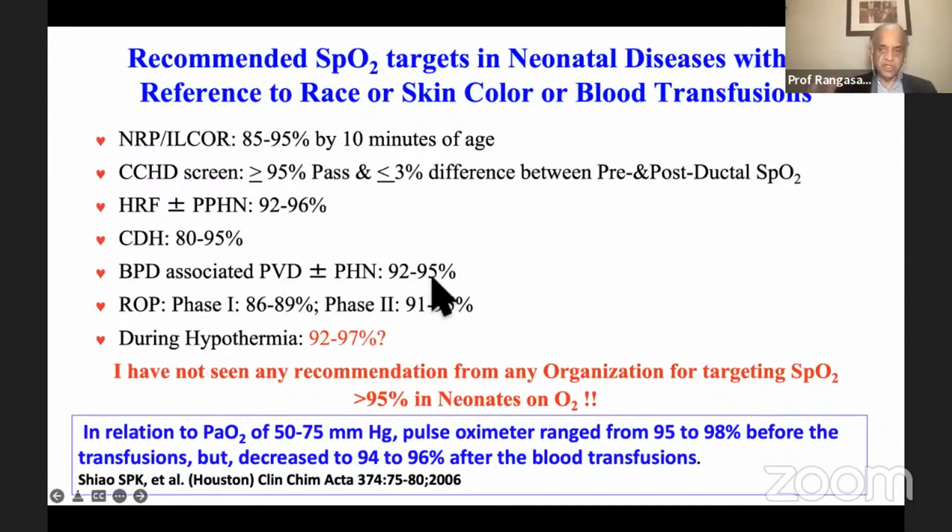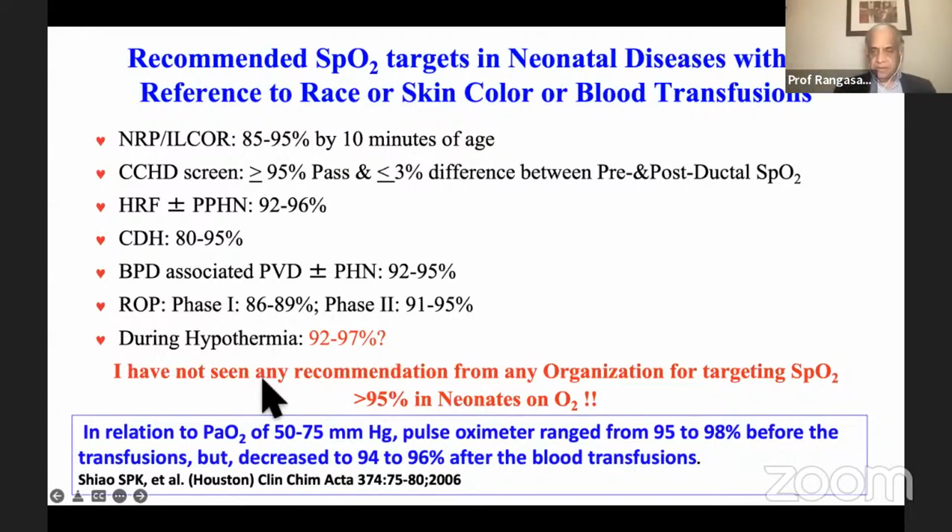The BPD consortium and European consensus guidelines. What about ROP? Phase 1, maybe 86 to 89. Phase 2, when the baby gets to 32 or 33 weeks, 91 to 95, because early hyperoxia increases the risk for bad ROP. During hypothermia, maybe a little bit more, 1% or 2%, but instead of 90 to 95, 92 to 97, because of the shift in the dissociation curve to the left.